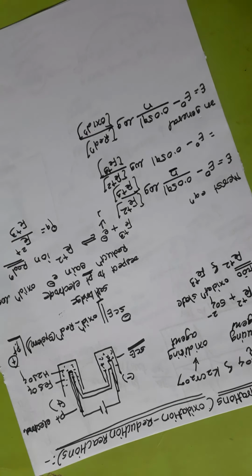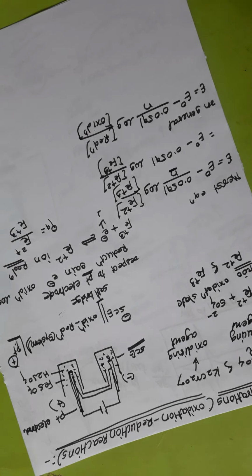Then E is equal to E0 plus 0.0591 upon n log of oxidation upon reduction. This is the Nernst equation of this reduction.